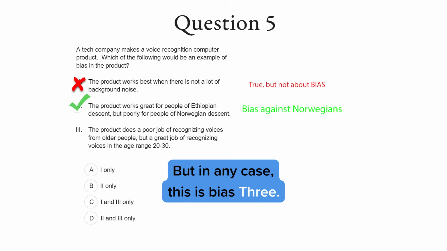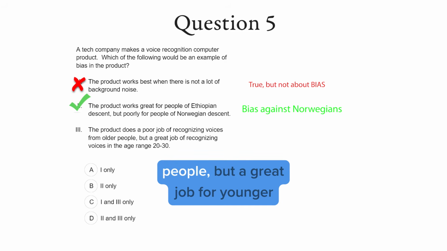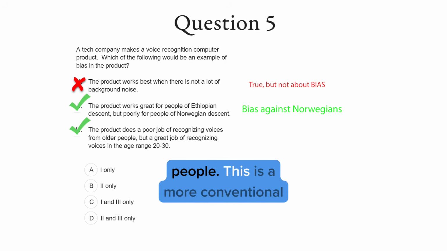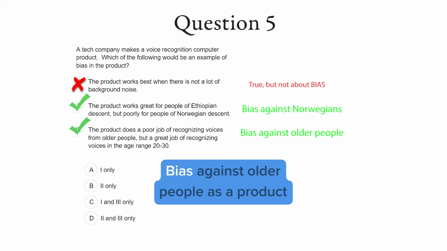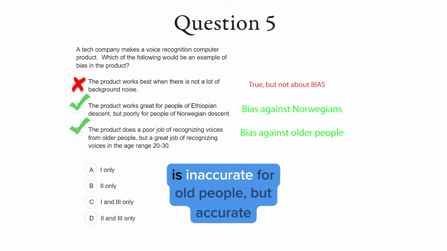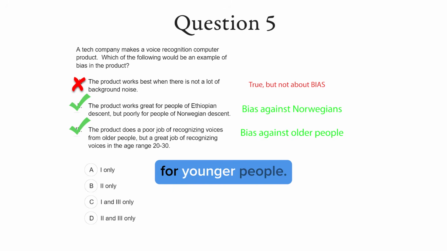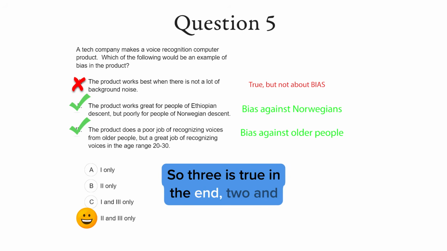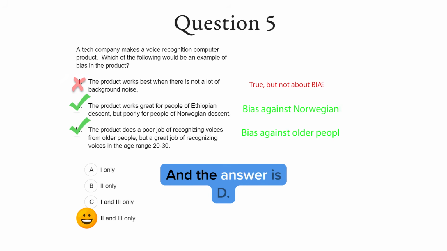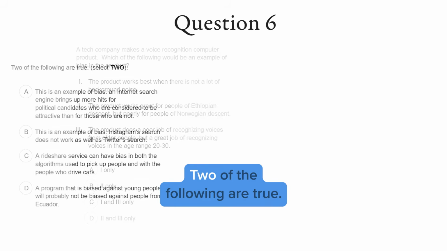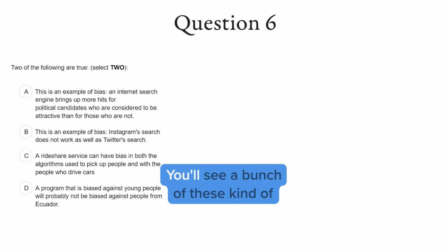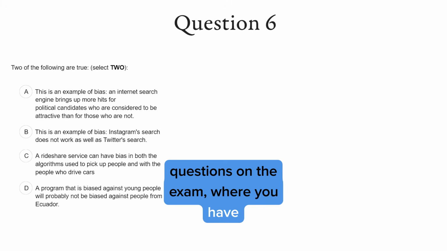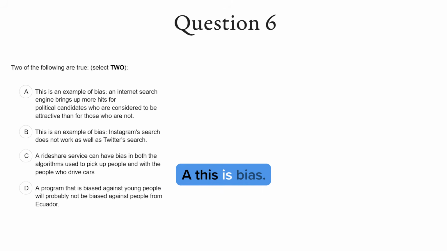Maybe the developers were all Ethiopian, or the system was trained on data from all Ethiopians, but in any case, this is bias. 3. The product does a poor job for old people, but a great job for younger people. This is a more conventional case of bias against older people, as the product is inaccurate for old people, but accurate for younger people. So 3 is true. In the end, 2 and 3 are true, and the answer is D. And question 6. 2 of the following are true. You'll see a bunch of these kind of questions on the exam where you have to select 2 out of 4.